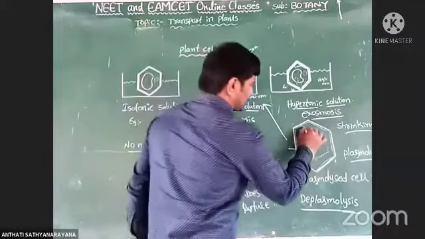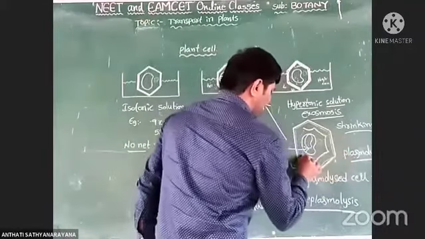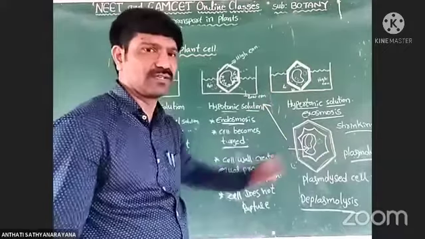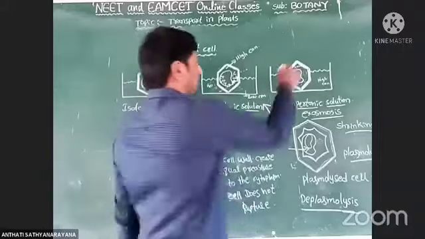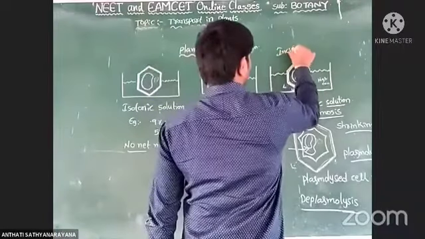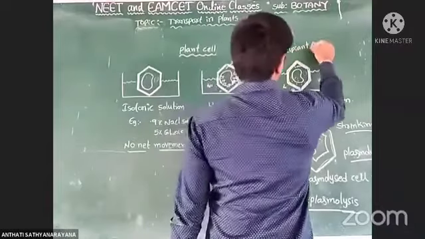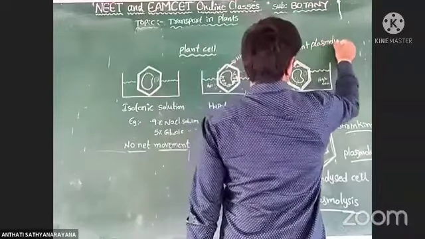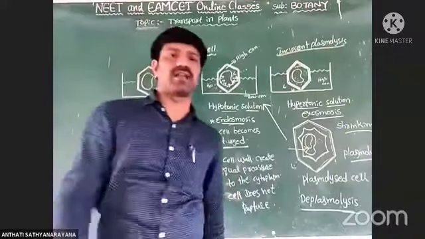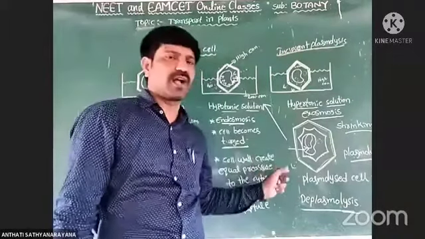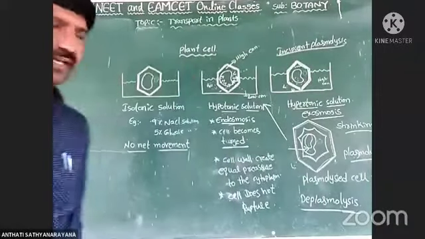Next, one important thing: when plasmolysis takes place inside the cell, first the cell membrane detaches from the cell wall at the corners. That is known as incipient plasmolysis. Very, very important. Incipient plasmolysis means plasmolysis takes place at the corners first.